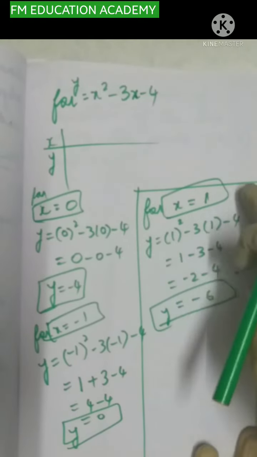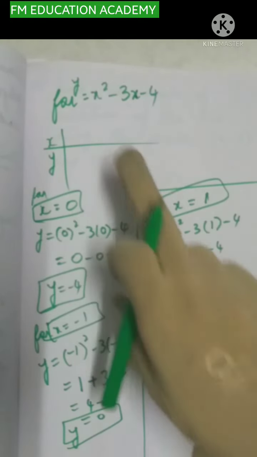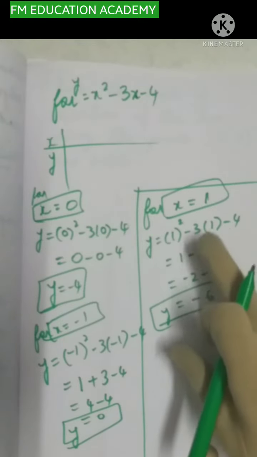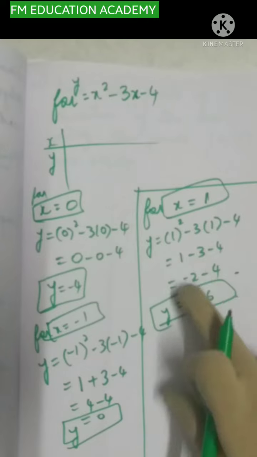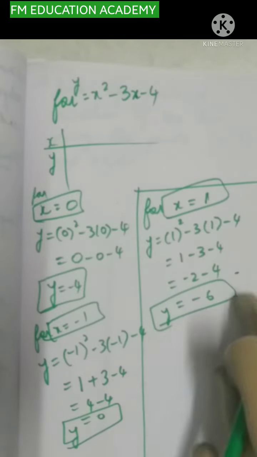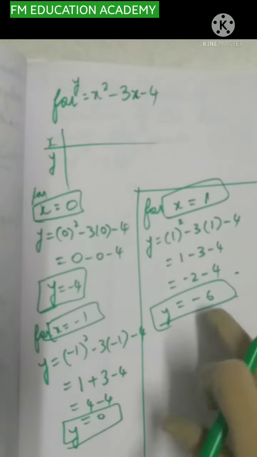See, for x is equal to 1, y is equal to, in place of x substitute 1. So 1 square minus 3 into 1 minus 4. 1 square is 1, minus 3 ones are 3, minus 4. 1 minus 3 is minus 2, minus 2 minus 4 means we should add 4 plus 2 is 6, bigger number sign is minus 6. So we get when x is 1, y is minus 6.